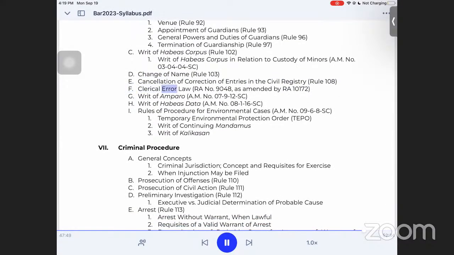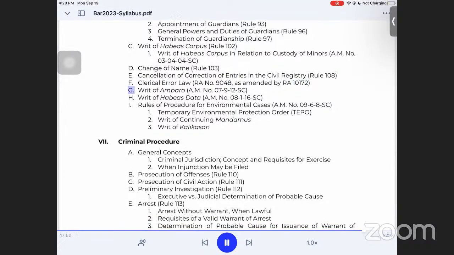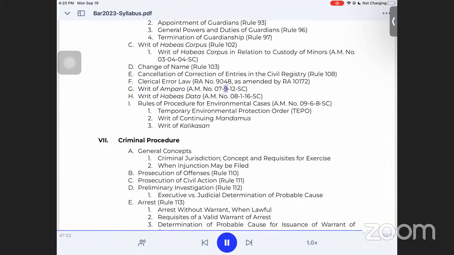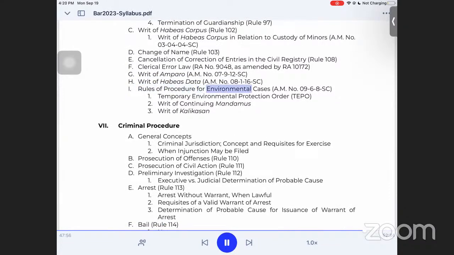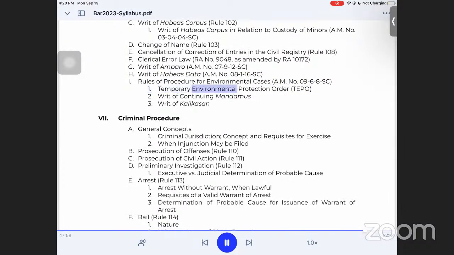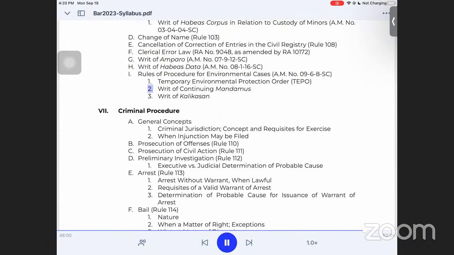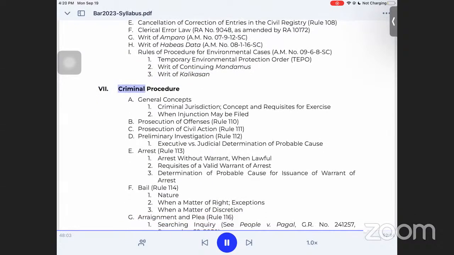F. Clerical Error Law, RA No. 9048, as amended by RA 10172. G. Writ of Amparo, AM No. 07-9-12-SC. H. Writ of habeas data, AM No. 08-1-16-SC. I. Rules of Procedure for Environmental Cases, AM No. 09-6-8-SC. 1. Temporary Environmental Protection Order, TEPO. 2. Writ of Continuing Mandamus. 3. Writ of Kalikasan.